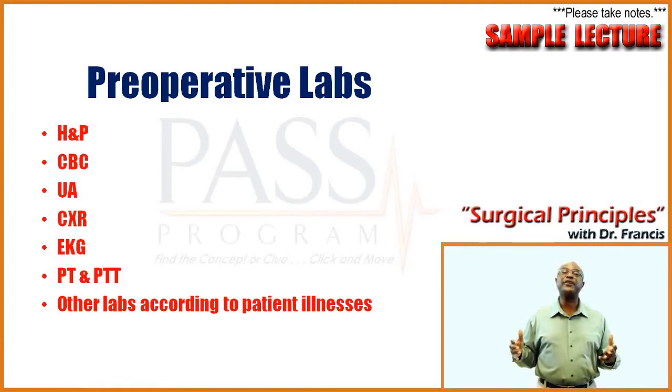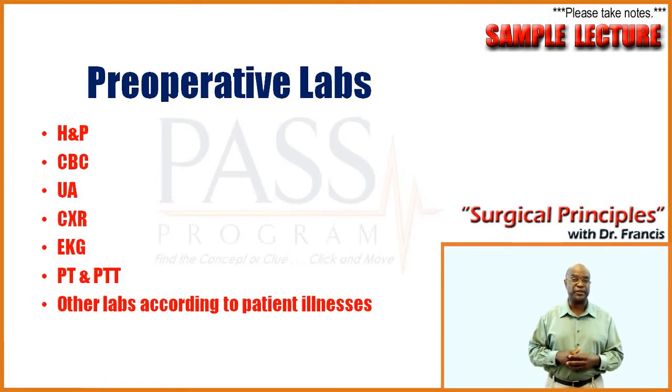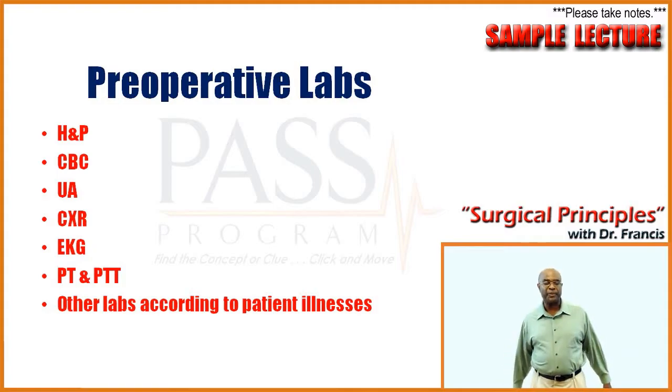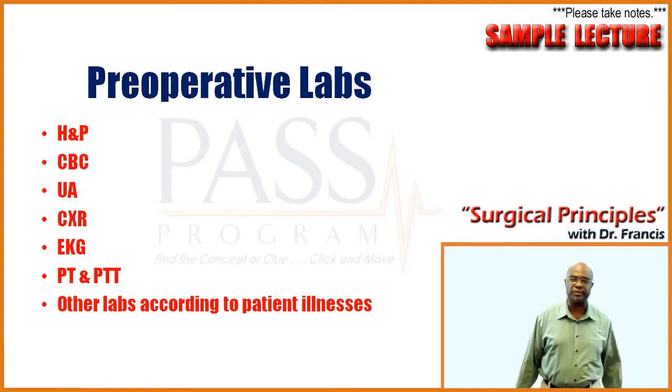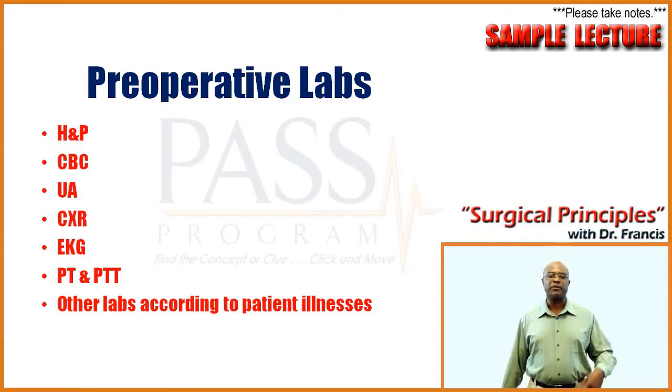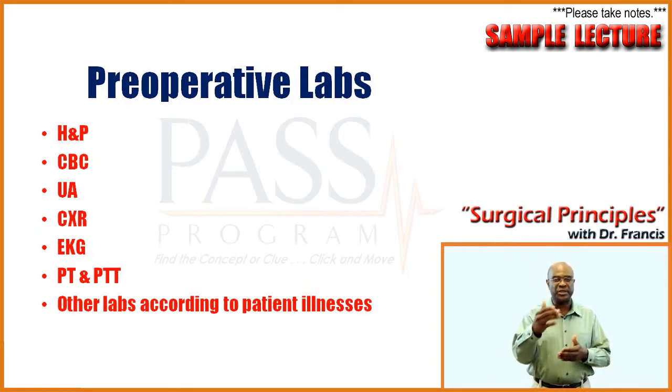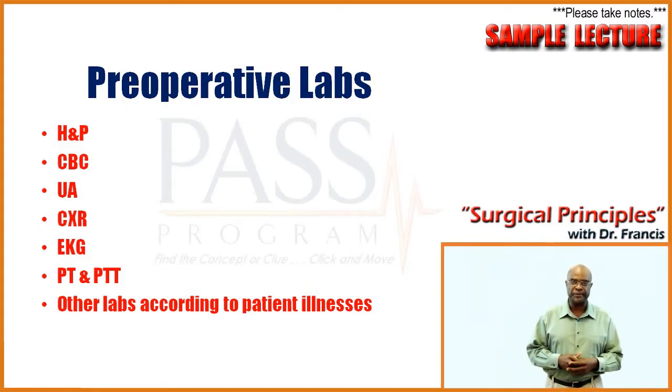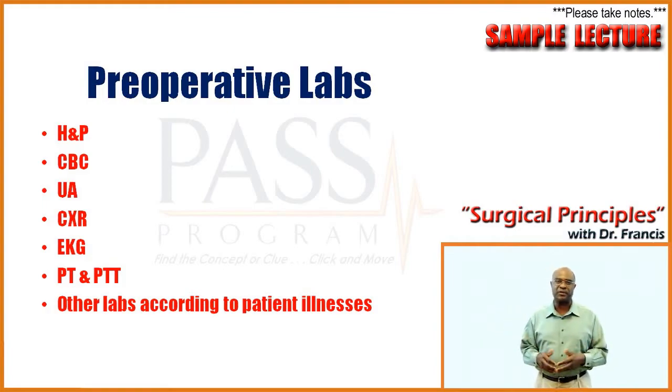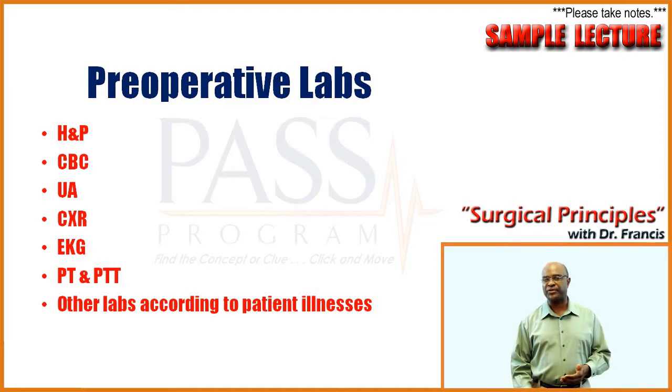And then you run any of the labs according to the patient's illness. What do I mean by that? If the patient is a diabetic, then you need to do a blood sugar, but you don't have to do a blood sugar on everybody. If the patient has a history of hypothyroidism, then you want to check a TSH and so forth. If there are other drugs that they're on, you may need to check their levels. But these are the tests that every patient should have on their chart before you take them to surgery.